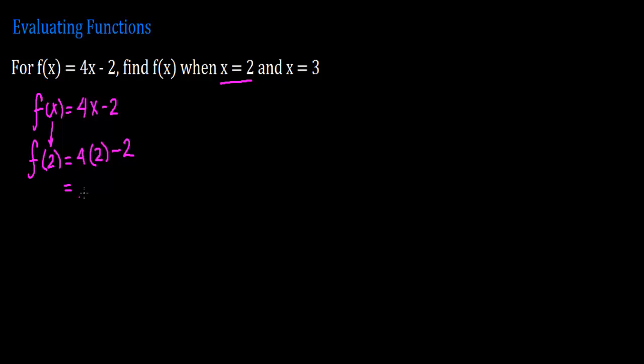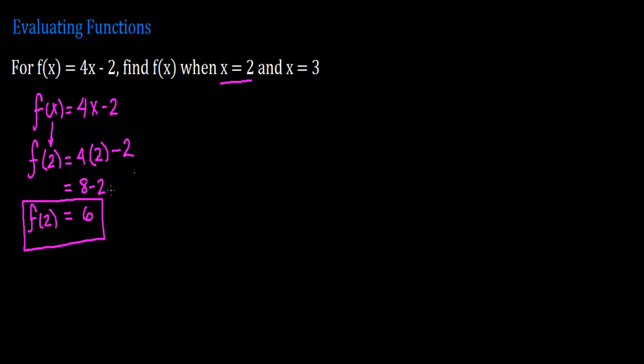4 times 2, 8, minus 2. And that equals 6. So my final answer here is that the function evaluated when x is equal to 2, the function will equal 6. And this is your answer.